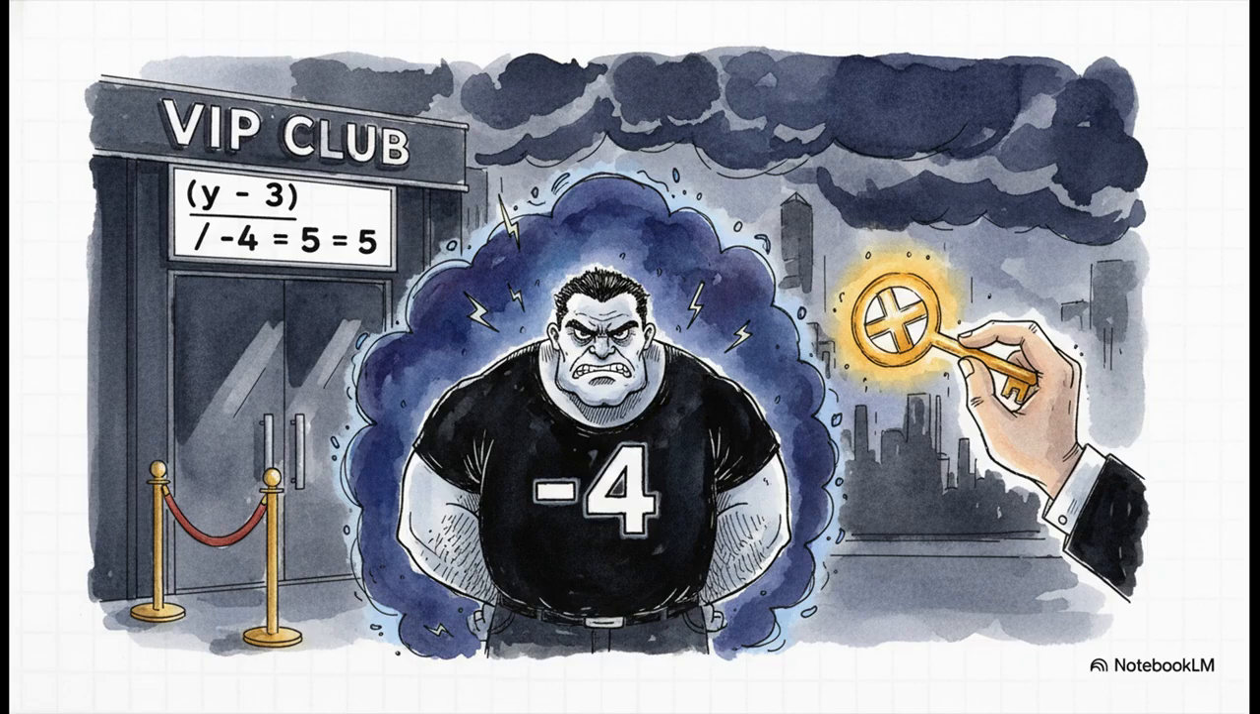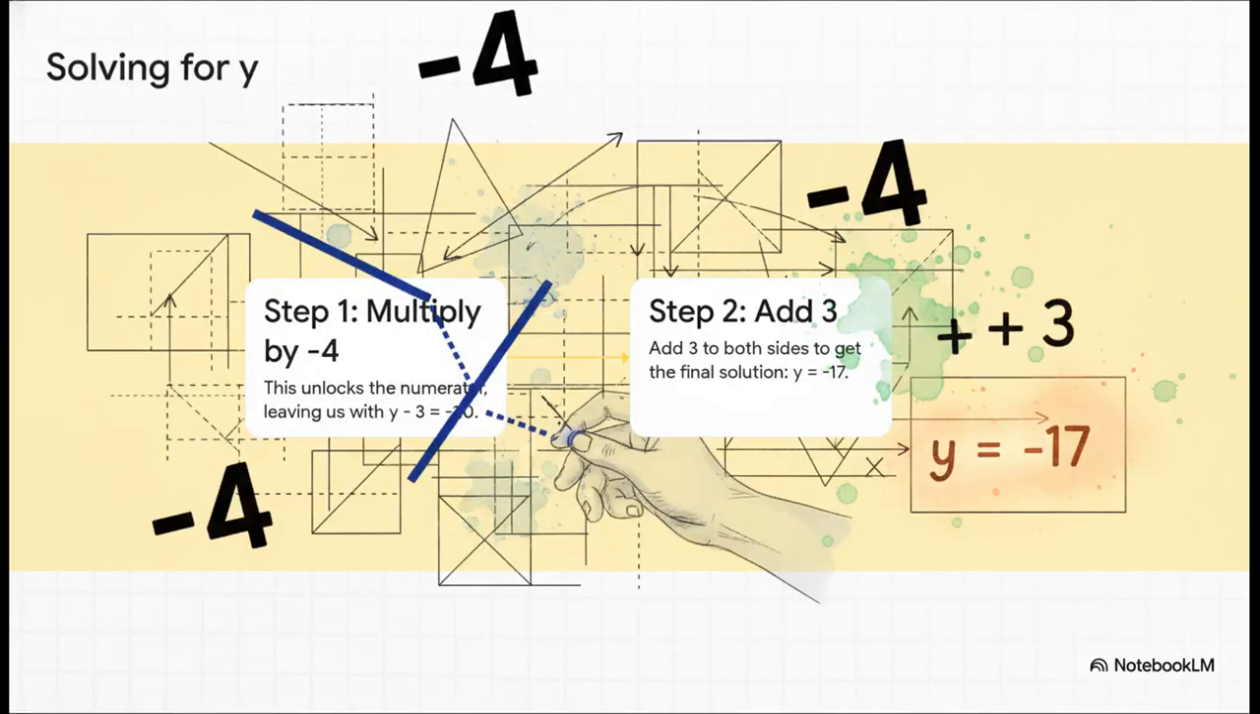What if the bouncer is negative? So here, y minus 3 is being divided by negative 4. Yeah, it might look a little more intimidating, but the golden rule still works perfectly. Our key, as always, is to multiply by the denominator. In this case, that's negative 4. We do it to both sides, of course. This frees up y minus 3 on the left. On the right, 5 times negative 4 gives us negative 20. Now all we've got to do is add 3 to both sides, and we've got our solution. y equals negative 17. The process is exactly the same.